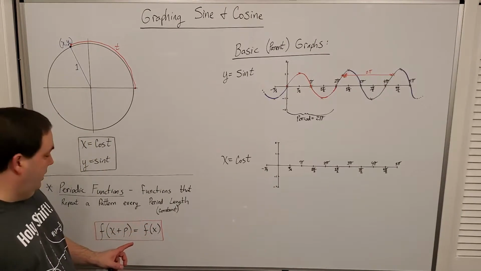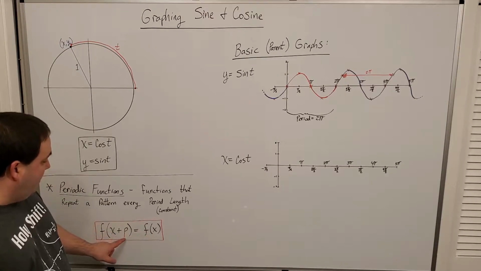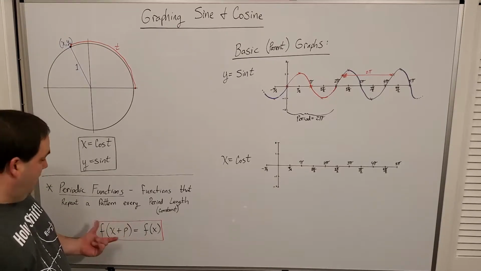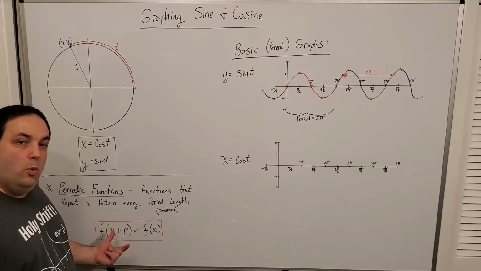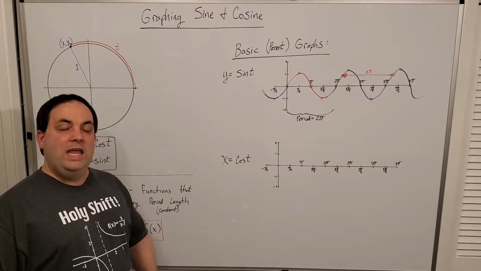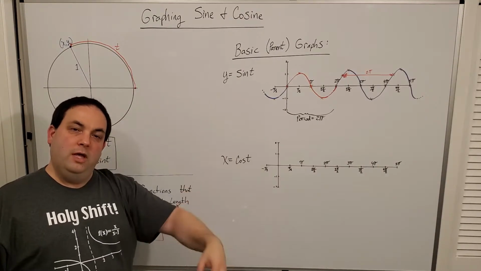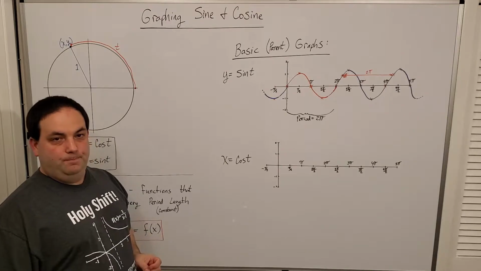Anything that's periodic, if you pick a value x and then add the period length to that x, those two function values will always be the same. That's the whole purpose of being periodic. It oscillates a constant shape over and over and over again.